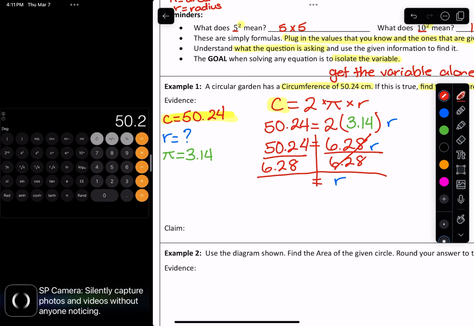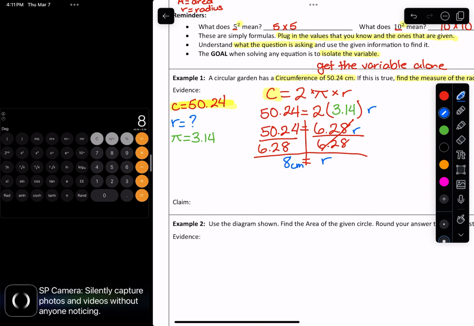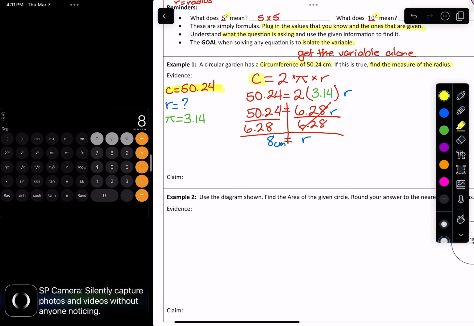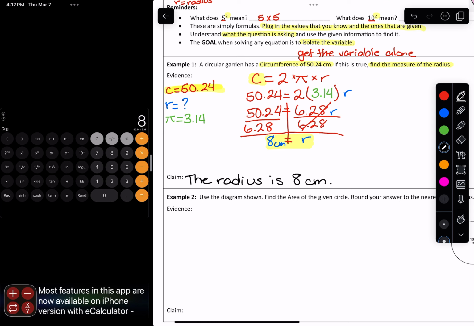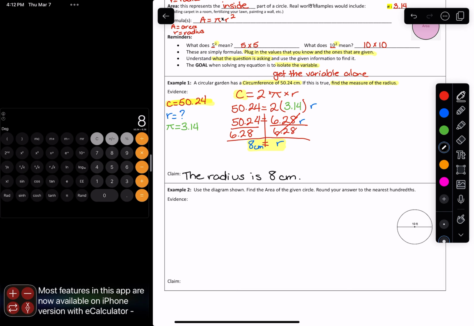So 50.24 divided by 6.28, that is 8 centimeters. Okay. This is our final answer because all I was looking for was r. So I can start writing my claim. The radius is 8 centimeters. And I am done with example number 1.